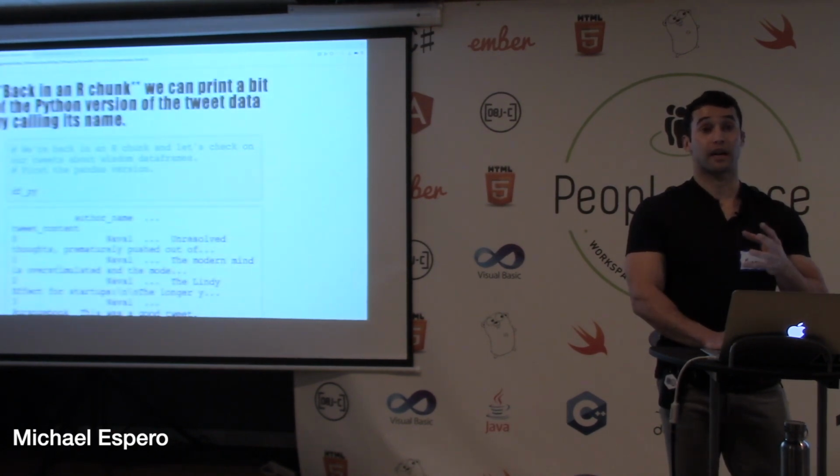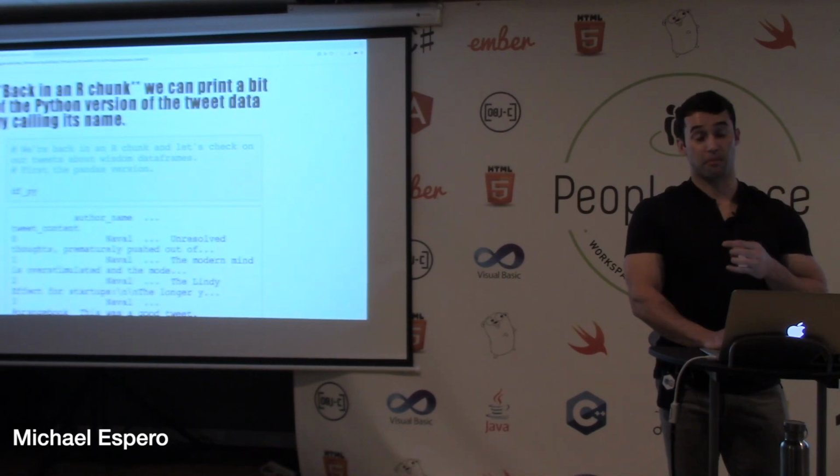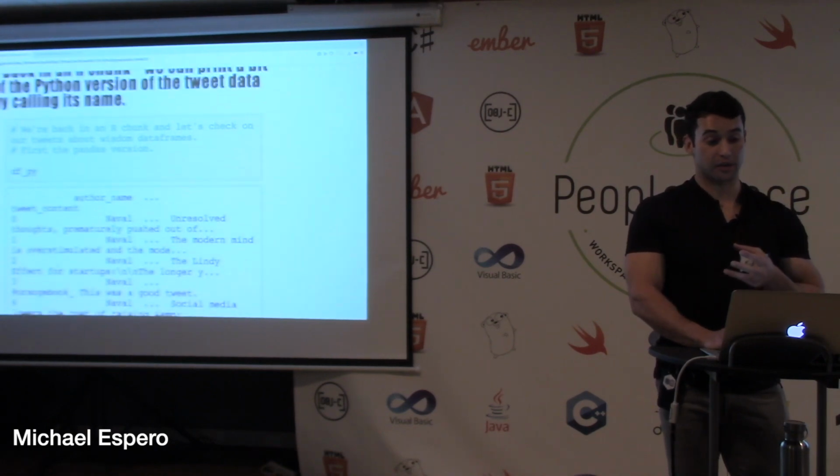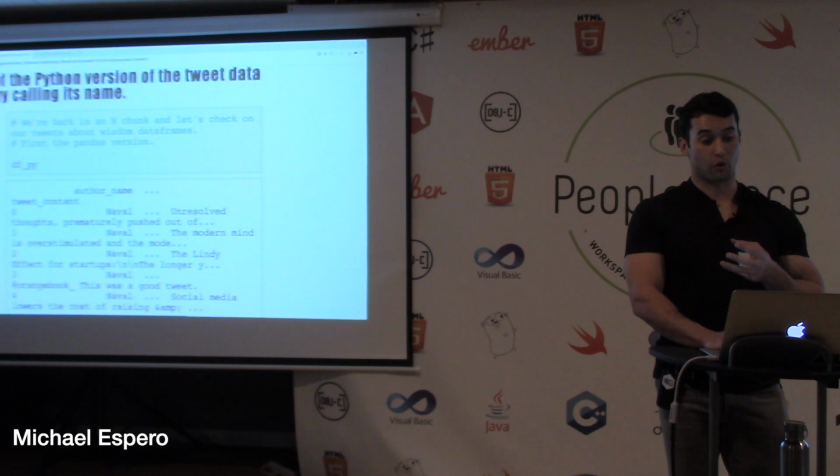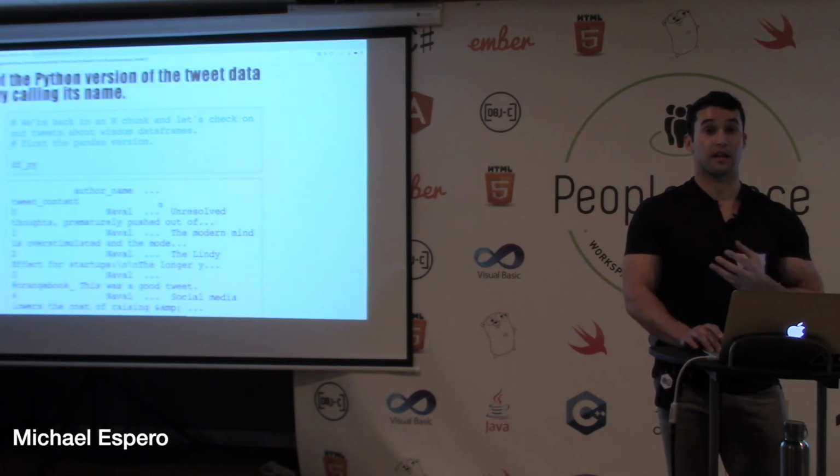Back in an R chunk, we can actually still access the Python pandas data frame here. As you can see, this is that df_py data object that we made earlier with that conversion function. And we can see that we can output that. This is in an R code chunk, but using the pandas data frame.